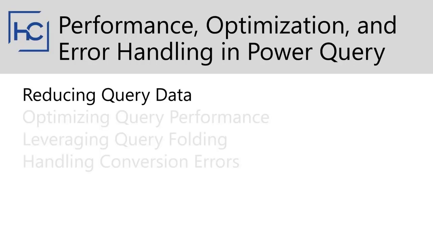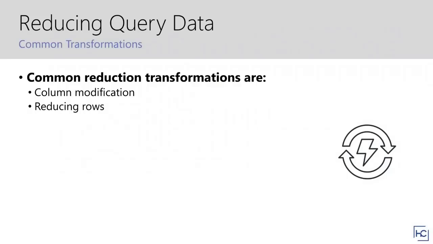Talking about reducing query data as you import it into your file. These are very important conversations, especially for performance and optimization when your model is running in Power BI Desktop and in the Power BI service. Very common transformations, think about it as reducing the width and the height. Column modification, so getting rid of unnecessary columns or transforming those columns as necessary, and then reducing rows, either through grouping or filtering, and we'll talk about some of these. But in general, you want the footprint of your query, which turns into a table, to be as small as possible to fit your business requirements.